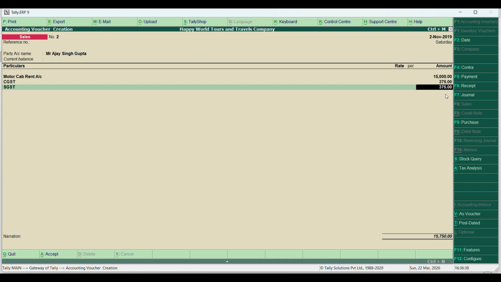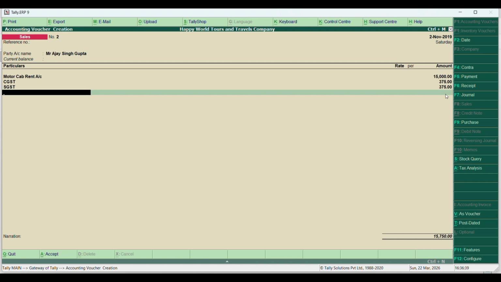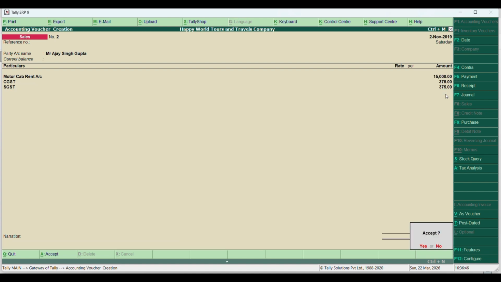So we don't have to do anything, and it is automatically calculated. So total amount is 750. This is the calculation done automatically. So yes, we are going to accept this. Now we have to create a receipt because we have received the amount.